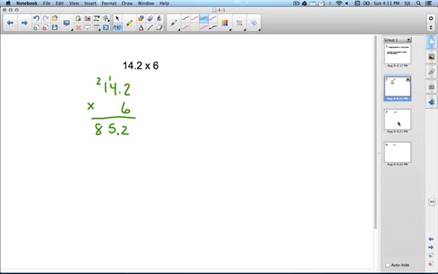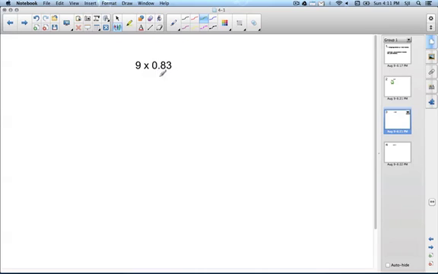Let's try another one. We have 9 times 0.83. So remember I told you it didn't matter what order we put these numbers in, we're still going to get the same answer. And we want the number with the most numbers in it on the top and the number with the fewest numbers on the bottom. So that means I want to put this 0.83 first because it has 3 numbers in it, whereas the 9 just has 1. And I'm going to multiply that times 9.